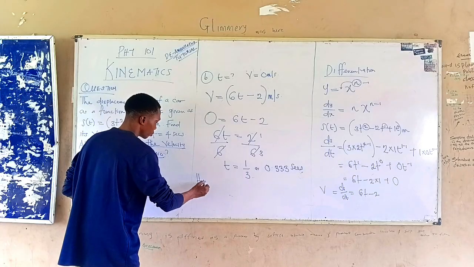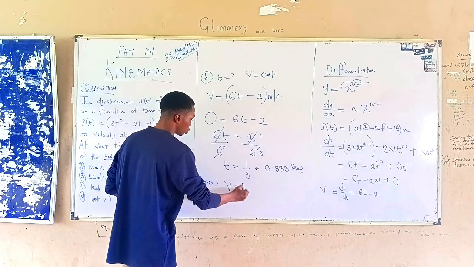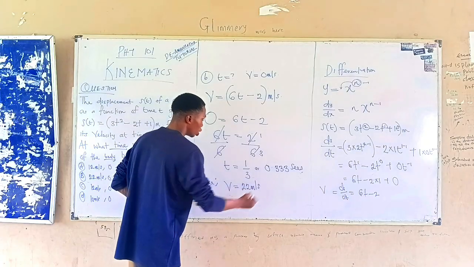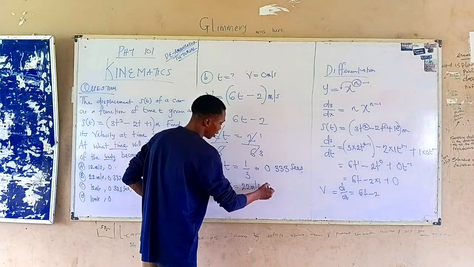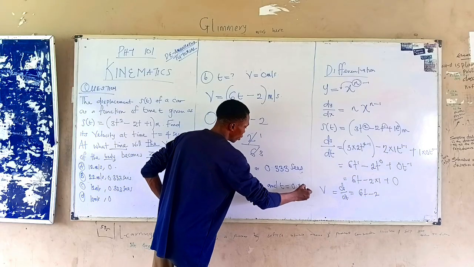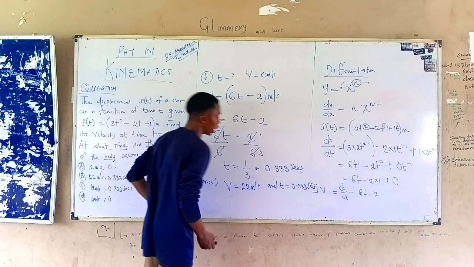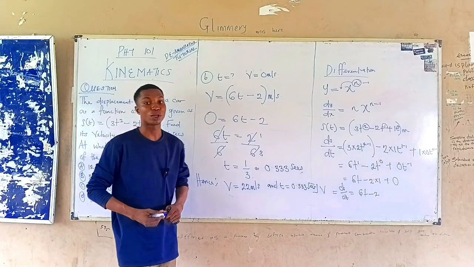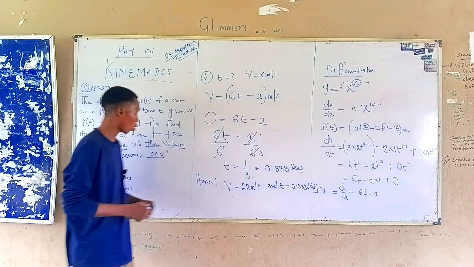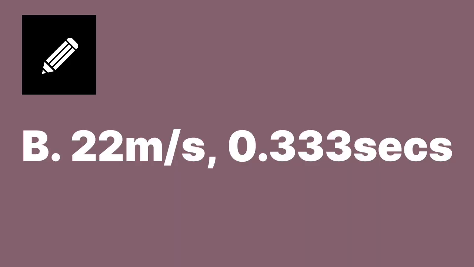Hence, the value of the velocity is given as 22 meters per second, which is our first question, and the value of the time is given as 0.333 seconds, which is our second question. Now let's go to the options to see where we have our answer. Coming down to the options, the right answer is option B, which is 22 meters per second, then 0.33 seconds.